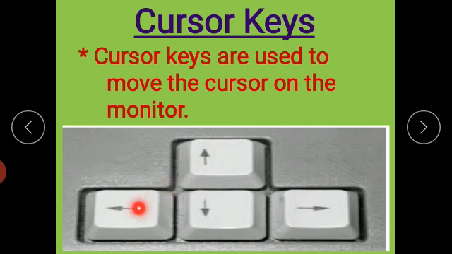If we press the up arrow, the cursor moves up. If we press the left arrow, the cursor moves left. If we press the right arrow, the cursor moves right. And if we press the down arrow, the cursor moves down. So in a simple way, we can say that cursor keys are used to move the cursor on the monitor. There are 4 cursor keys. And look, children, arrows are shown on each key, so that's why these keys are also known as arrow keys. Are you getting, children?